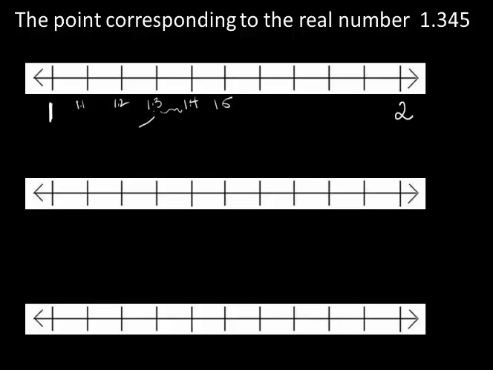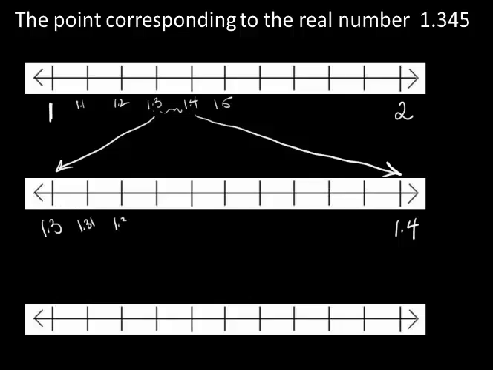So let me zoom out and we'll call this 1.3. We're just zooming in here and taking a closer look, and let's call this 1.4. And we have divided that into 10 little equal length sub-segments. And so we have 1.31, 1.32, 1.33, etc., 1.34 and 1.35.